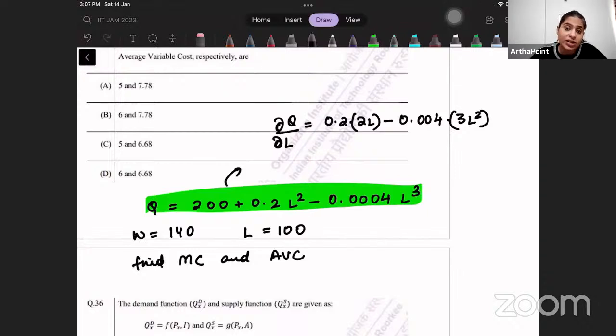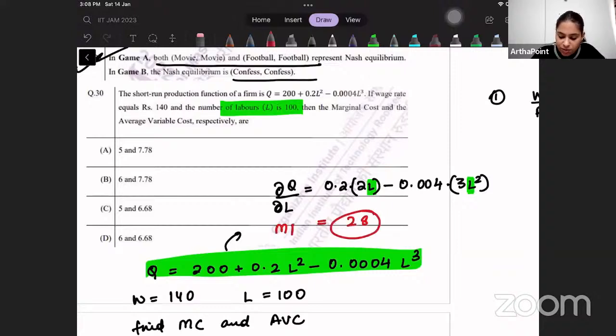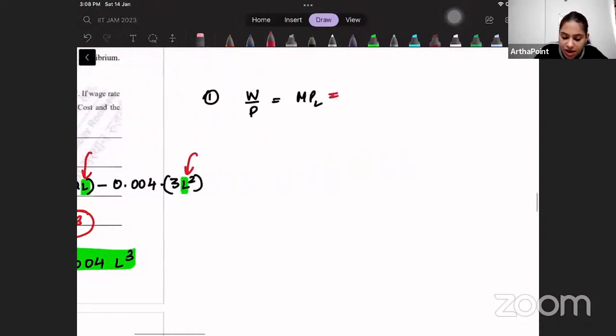And they have given you that L is 100. So if you put 100 here and 100 here, then you should be able to get a value. You will get this marginal product as 28. Just solve this on your own. Just put 100 here and 100 here. You will get marginal product as 28.